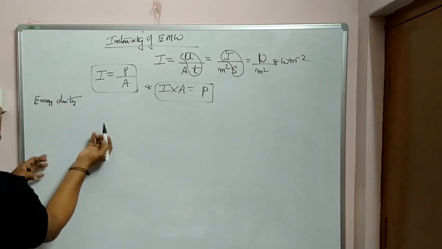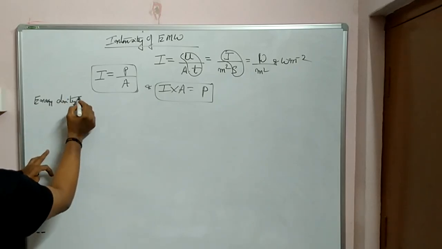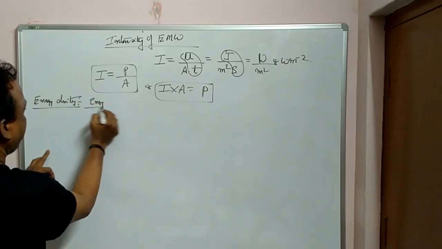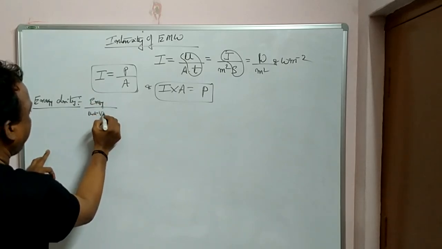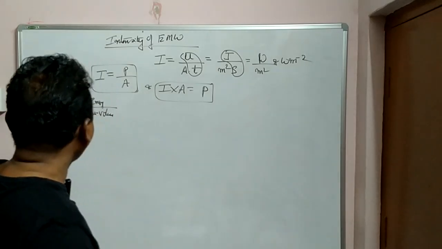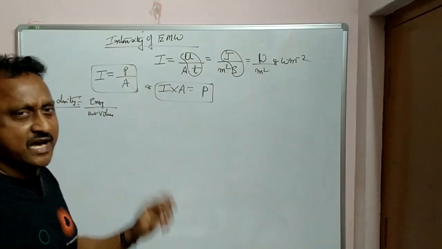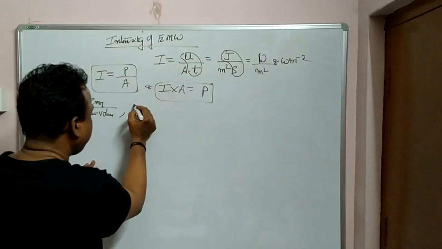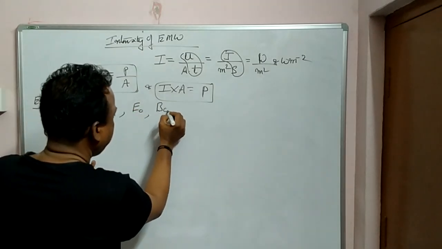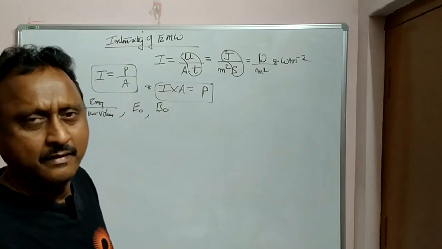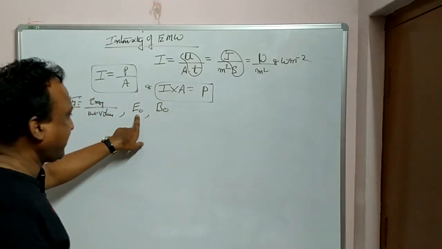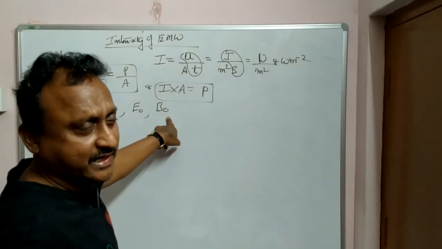Energy density అంటే ఏం లేదు, energy per unit volume. What is energy density? Energy per unit volume. That means energy divided by volume is called energy density. So in the examination they are asking, what is the energy density of the electric vector and what is the energy density of the magnetic vector? That means energy per unit volume of the electric vector and also the magnetic field vector.